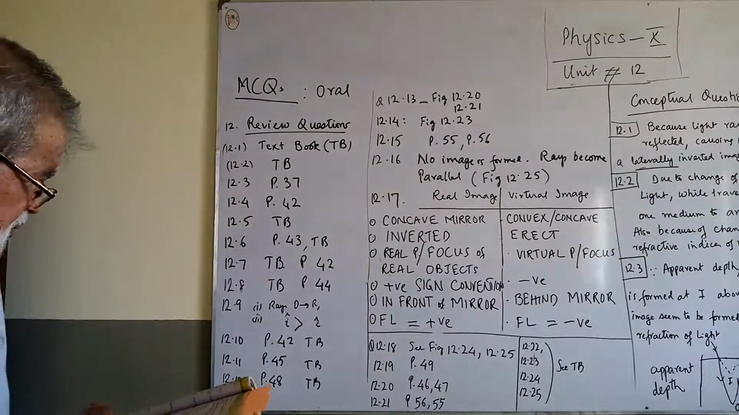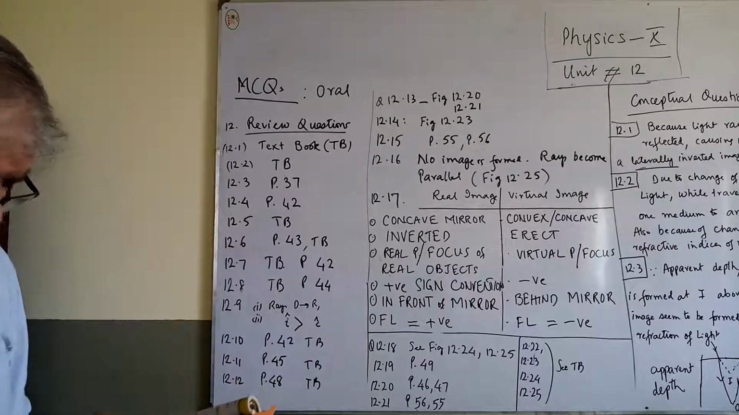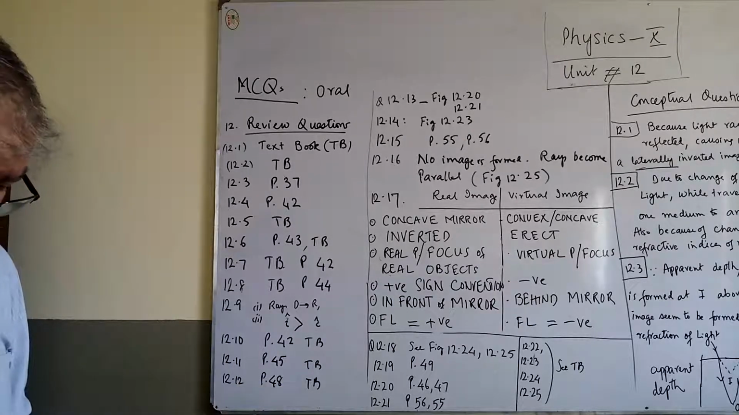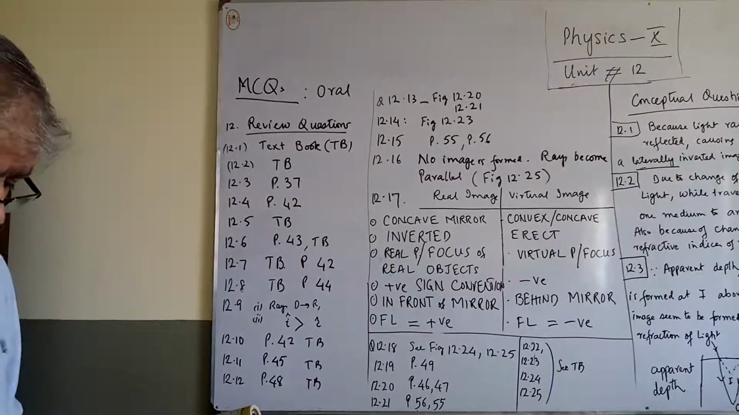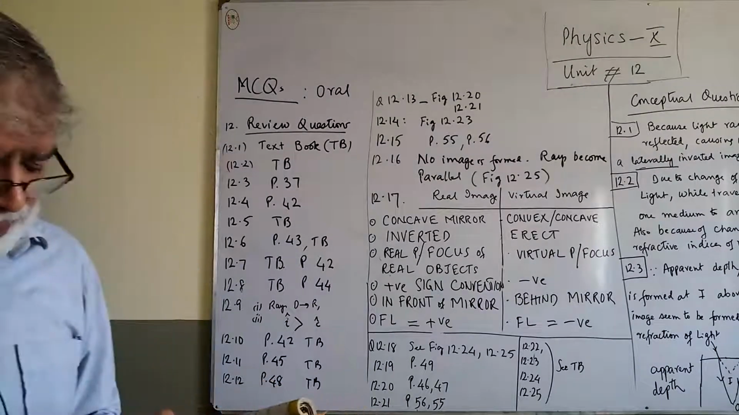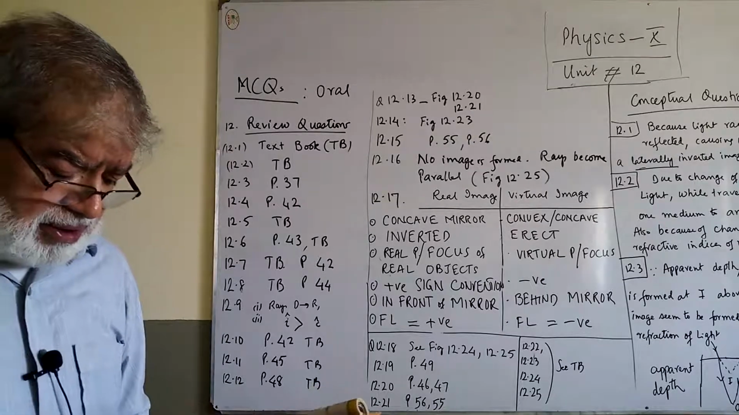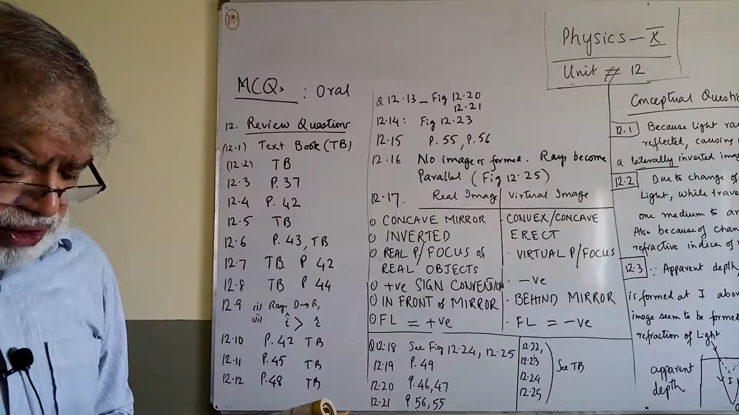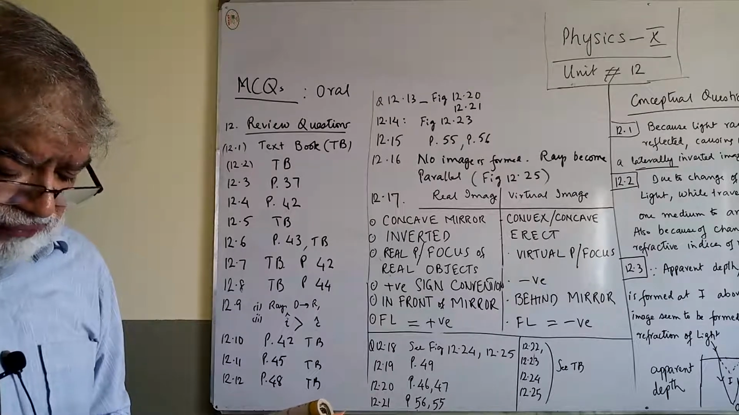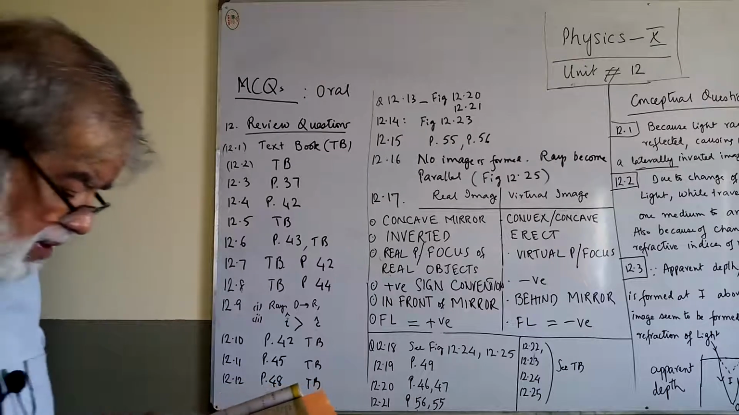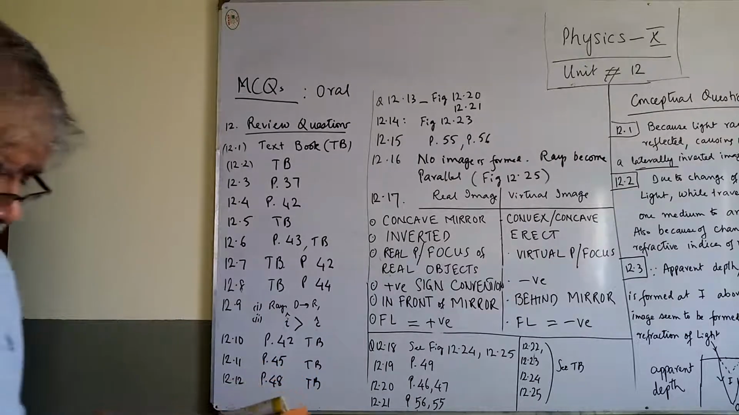Question number 12.10. What is critical angle? Derive a relationship between the critical angle and the refractive index of a substance. Please see page 42. What are optical fibers? Describe how total internal reflection is used in light propagating through optical fibers. Please see page number 45.